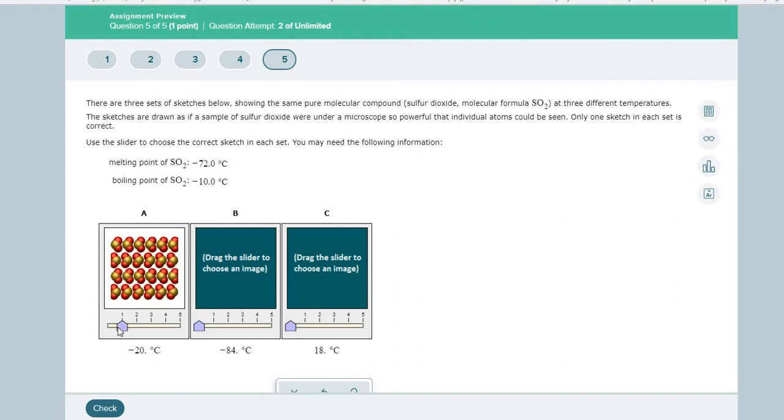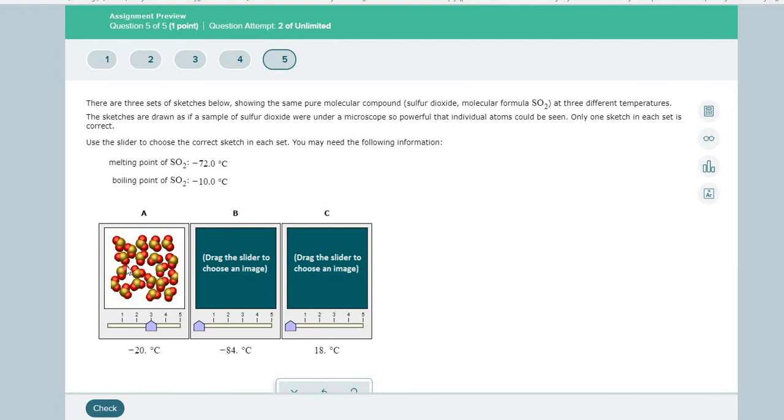So let's take a look at these and see. That looks very organized. This looks like a solid to me. It doesn't look like it's going to be a liquid. That does look like it's sulfur dioxide. This does not look like sulfur dioxide. There is not one sulfur that has two oxygens attached to it, so that's not it.